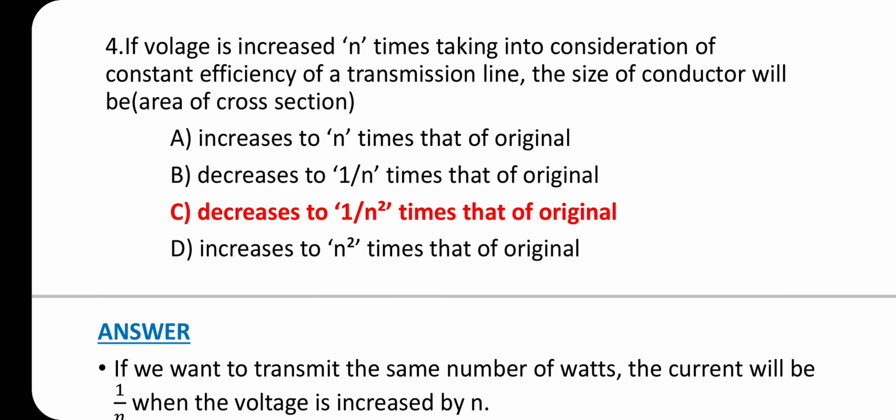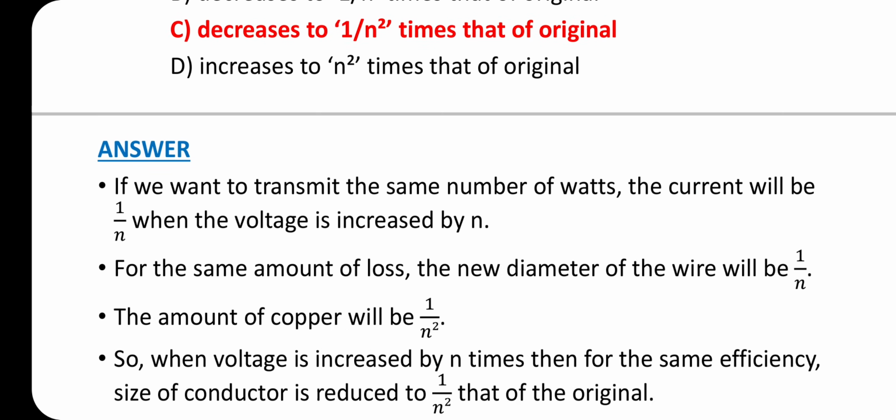Question number 4. If voltage is increased n times, taking into consideration constant efficiency of a transmission line, the size of conductor will be, area of cross section. The answer is option C, decreases to 1 by n square times that of original.